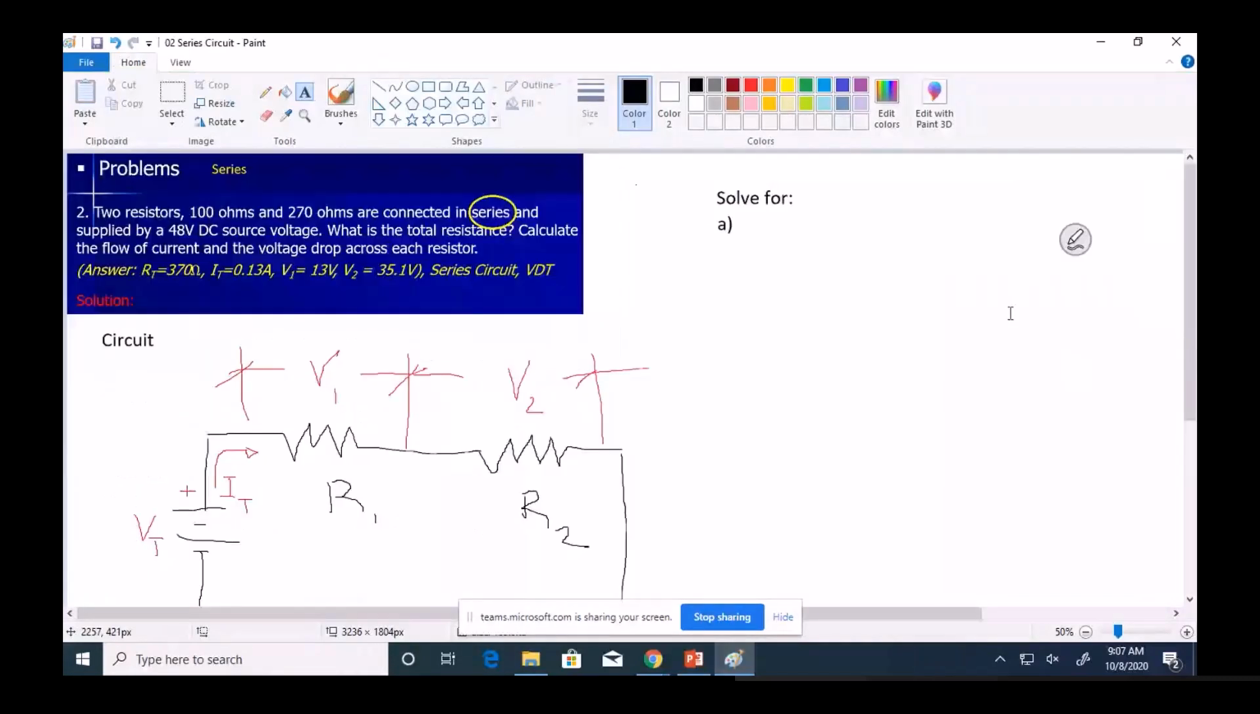Looking for the total resistance. What is our formula to solve for the total resistance? Anybody? R1 plus R2. Okay, the rule was R total equals R1 plus R2, add when it is series. So substitute that one. Our R1 is 100 plus 270.